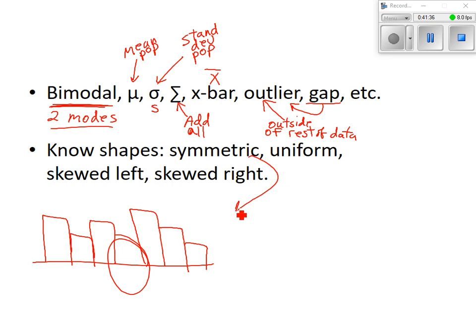Symmetric graph, what's it look like? It's going to go over even. Is it even all the way across? No, but it's high in the middle. So something like that, that's symmetric. What's uniform? That's where it's all the same. All the way across.